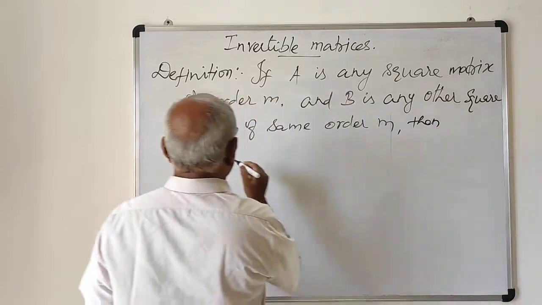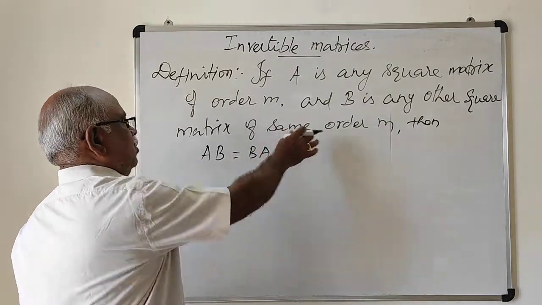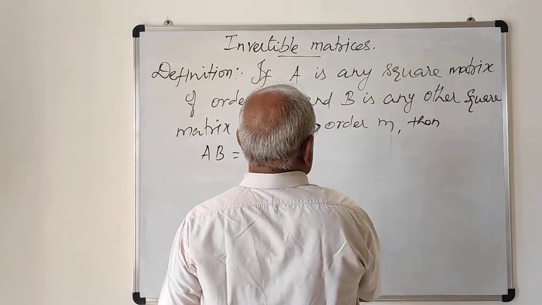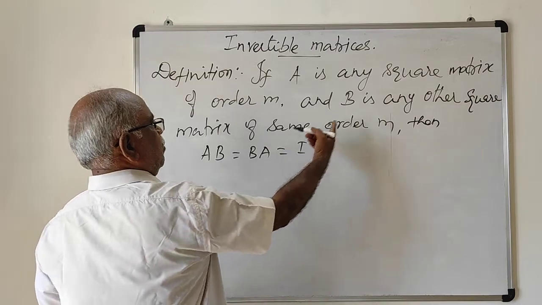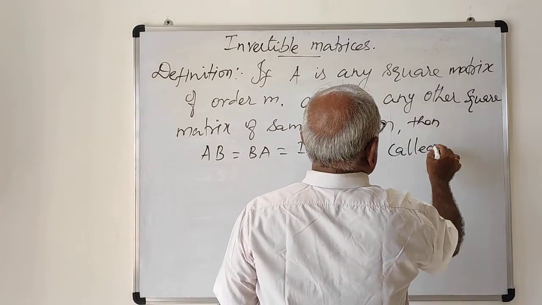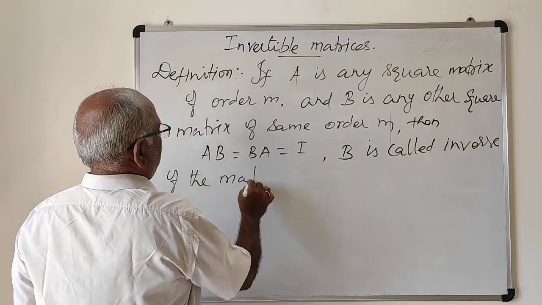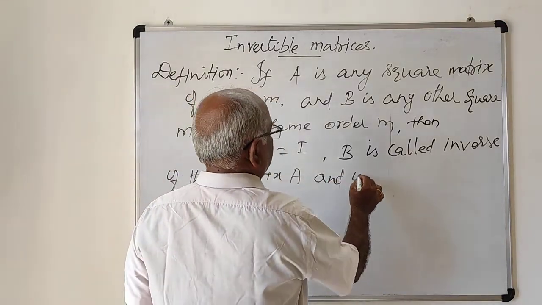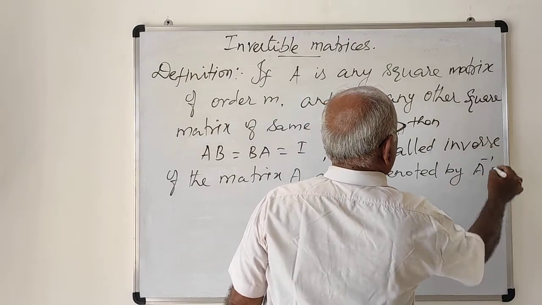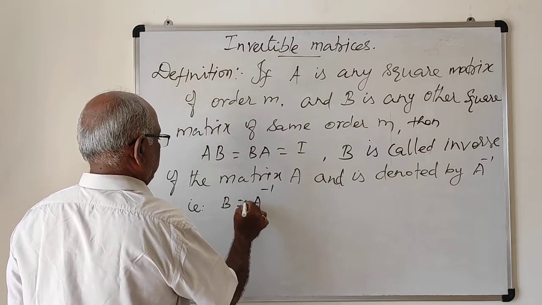then AB equal to BA equal to I, where I is the identity matrix of the same order M. In this case, B is called the inverse of the matrix A and is denoted by A inverse. That is, B equal to A inverse.